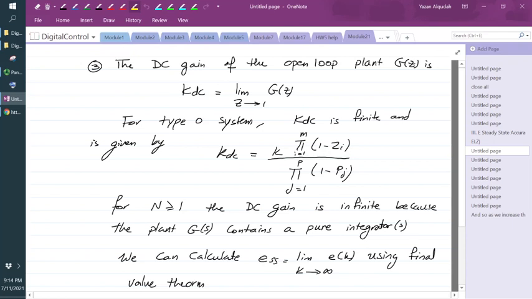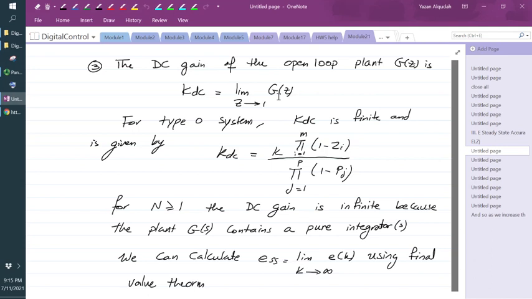Now, if you look at the DC gain of the open loop plant G of Z, the DC gain is given by K DC, equal to the limit of G of Z as Z goes to 1. The DC gain, I think we mentioned this in the homework help, is the value of G of Z when Z is equal to 1. Similar to how we calculate the DC gain for a continuous time system, G of S when S is equal to 0, that will give me the DC gain.